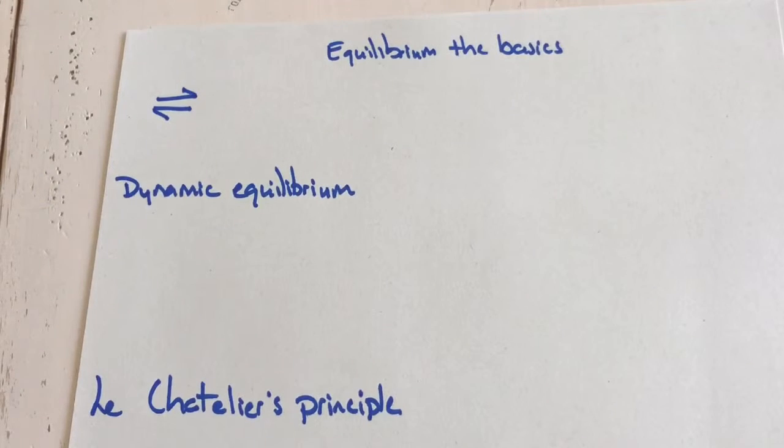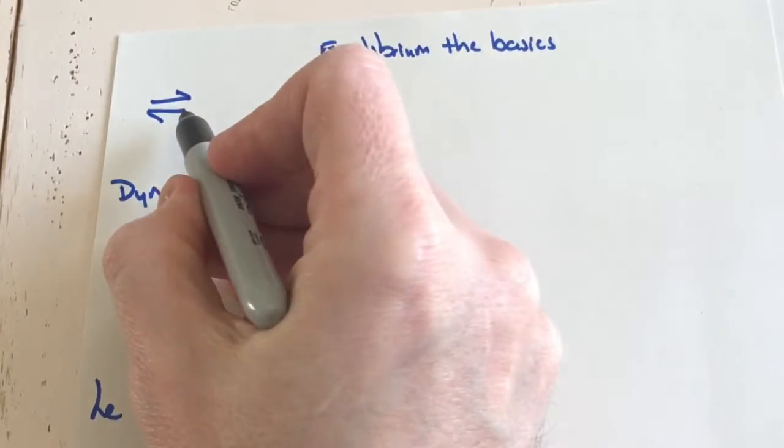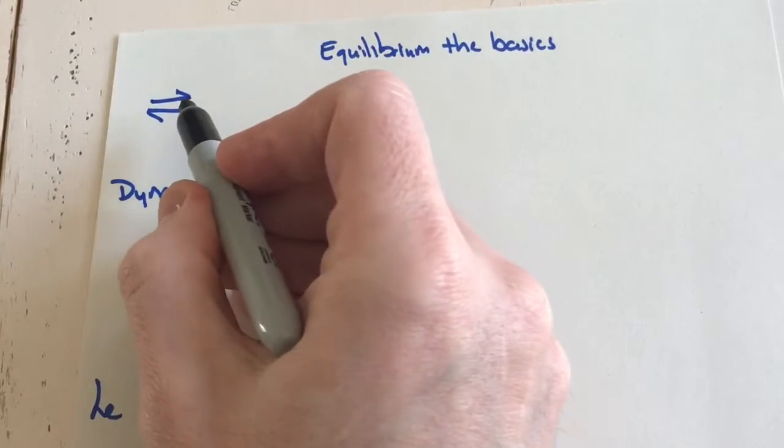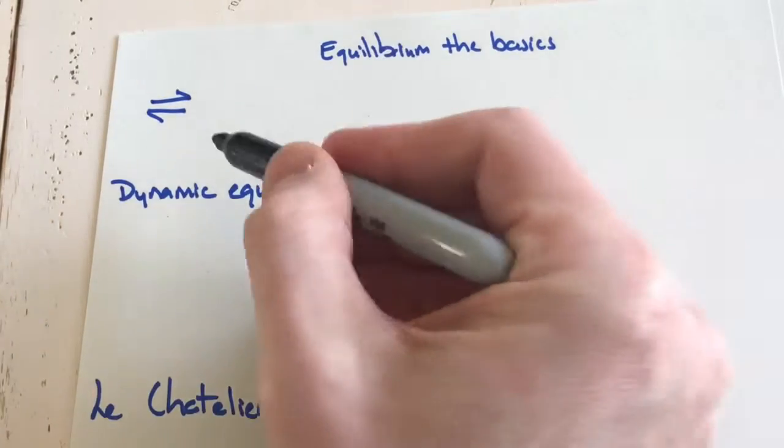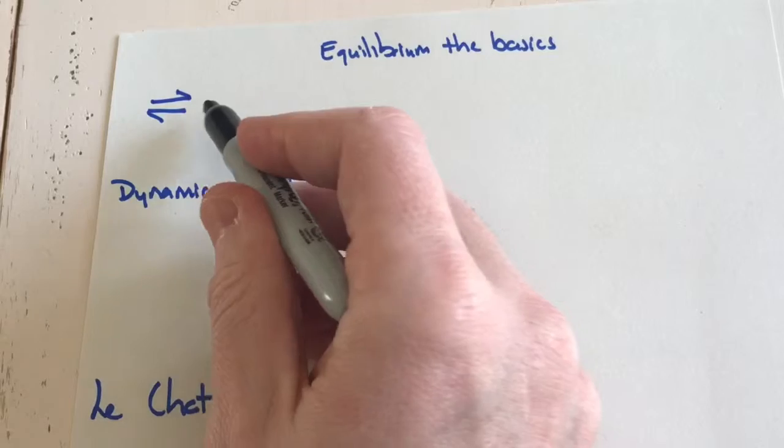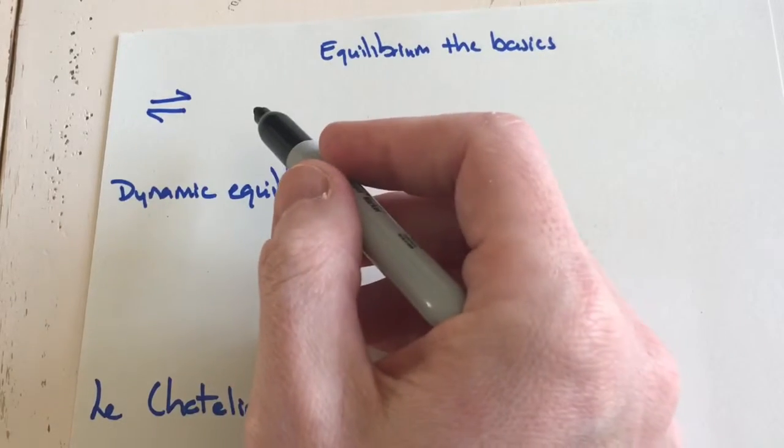Okay, this is a little video to go through some of the basic ideas of equilibria. We're going to start with this top arrow here. This shows that the reaction is a reversible reaction. This means the reaction goes in the forward and the backward direction.